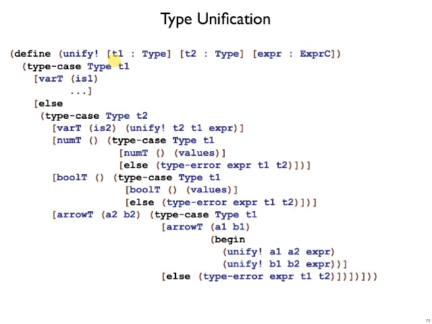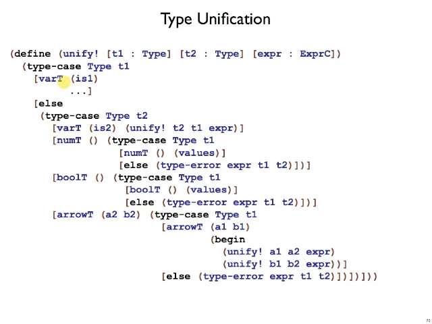When we implement type unification, we take two types, T1 and T2, and we also take an expression that's used only for error reporting. If we have to say that T1 and T2 are incompatible types, then we'll complain in terms of that expression to give the programmer some hint about where things went wrong. Recall that our unification algorithm had two cases.